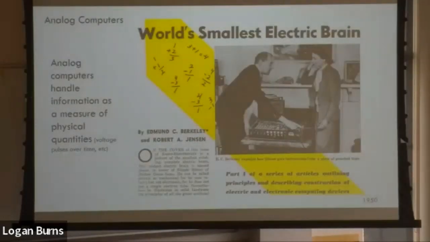But this is a great example of an early analog computer. They handle information as a measure of physical quantities like voltages, and you can see here Simon, which I think is considered to be the first personal computer. And this is a portable computer. You can see it there. The woman is looking at the guy instead of looking at the computer. Edmund Berkeley, and I think he and Robert Jensen together designed this thing as a prototype.